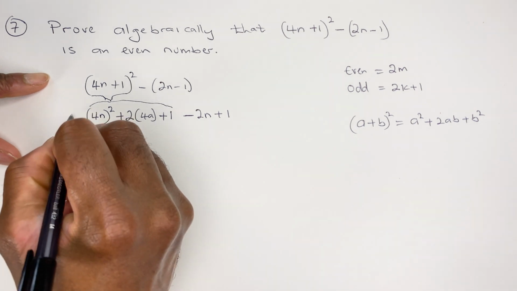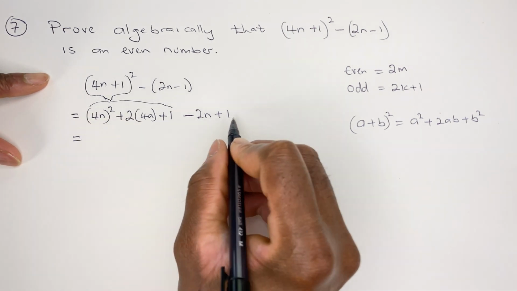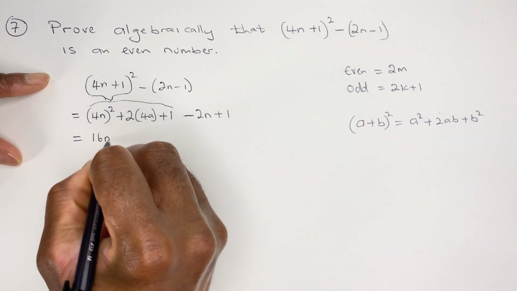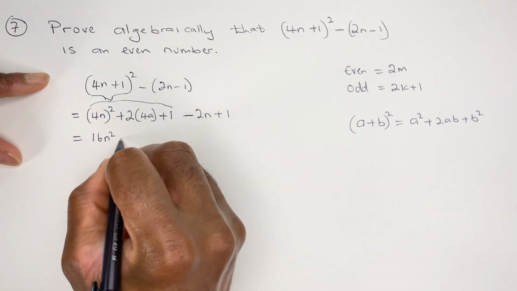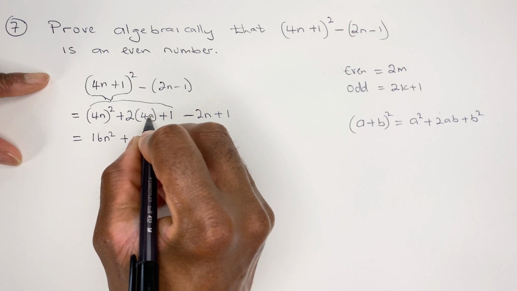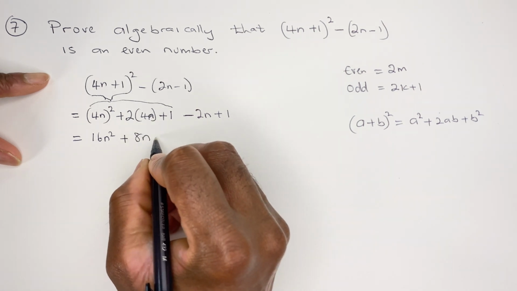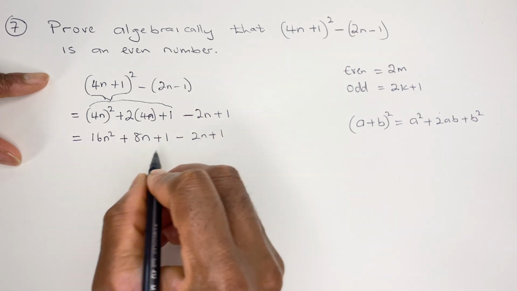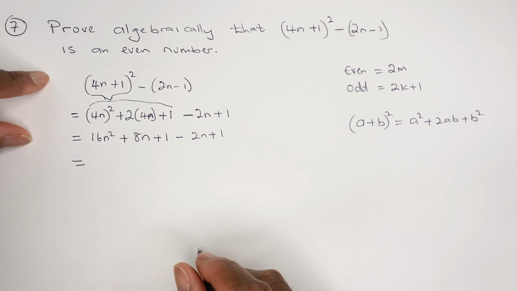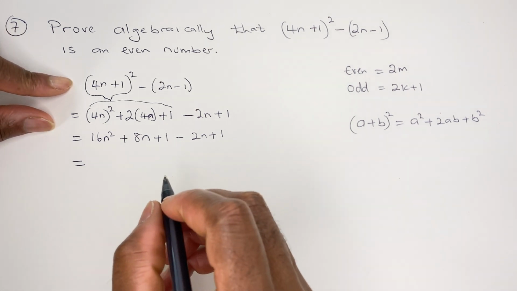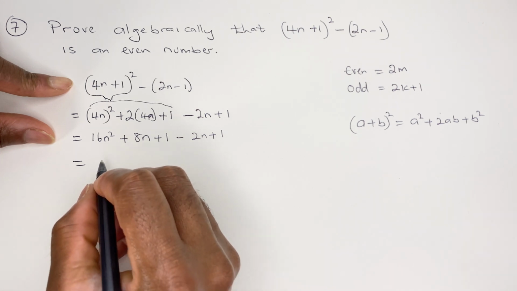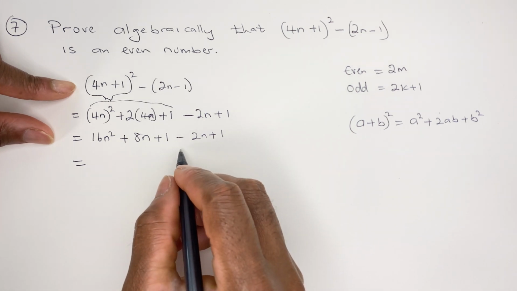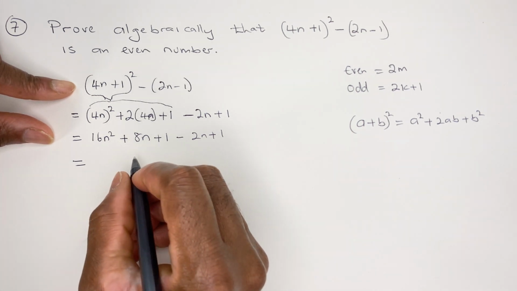Now what I need to do here is collect the like terms. So (4n) squared is 16n squared plus 8n plus 1 minus 2n plus 1. I haven't collected the like terms yet, so I'm just finishing expanding the bracket. Now to collect the like terms, I just need to write them clearly.